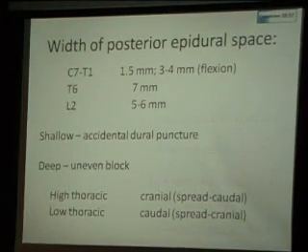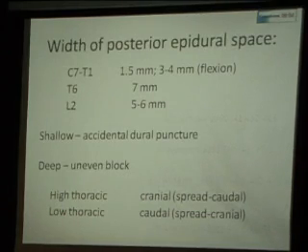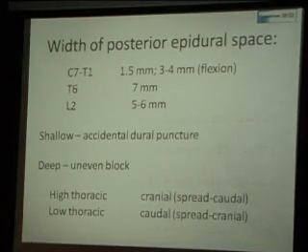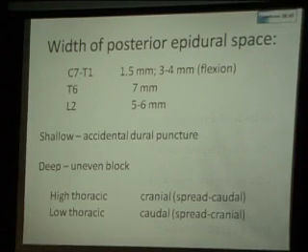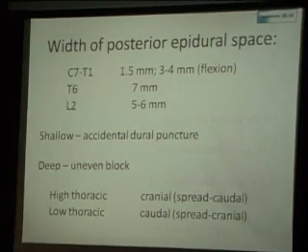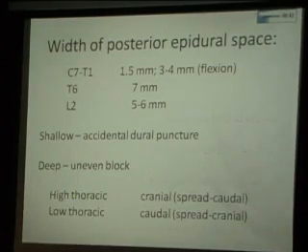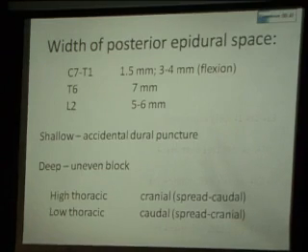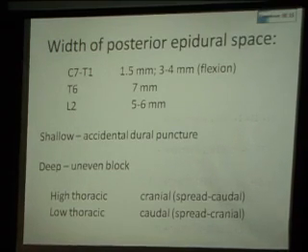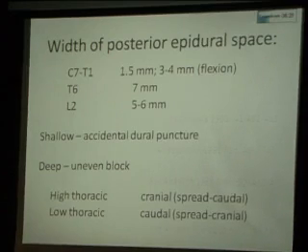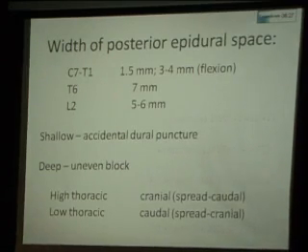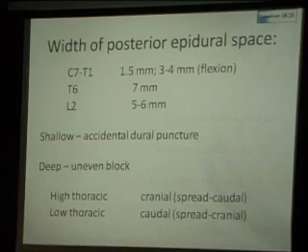Coming to the width of the epidural space, studies have shown that a shallow epidural space is more associated with accidental dural puncture, while a deep one is associated with an uneven block. So we know what to blame when we don't get a good block. When we're doing a high thoracic epidural, the injection should be at a slightly cranial level, not in the middle of the dermatomal spread that we want to achieve, because the spread is more caudal preferentially. In lower thoracic, it has to be caudal because here the spread is more cranial.